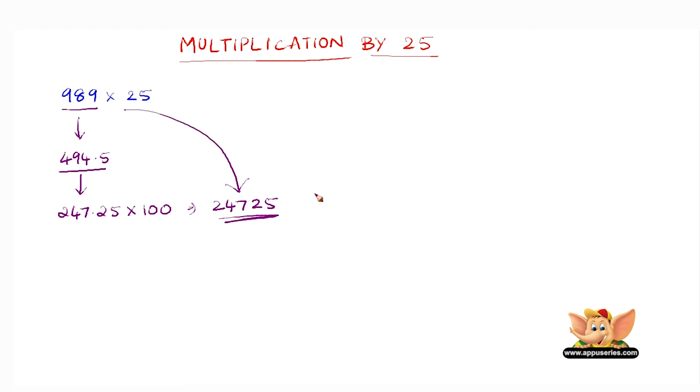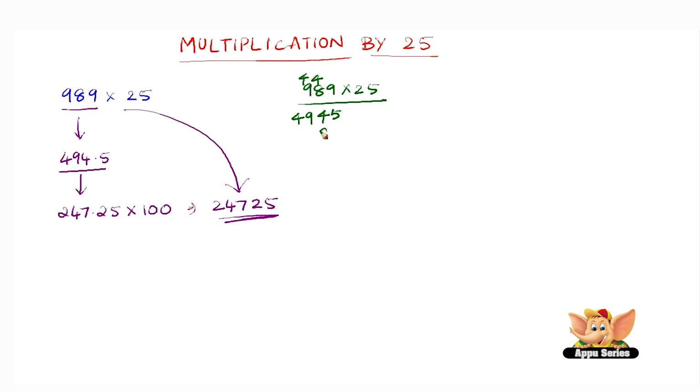Now let us do this in the usual way and let us see what we get. 989 into 25, and also let us see how long it takes. 5 9 times is 45, that is 5, carry over 4. 5 8 times is 40, 40 plus 4 is 44, carry over 4 again. 5 9 times is 45, 45 plus 4 is 49.